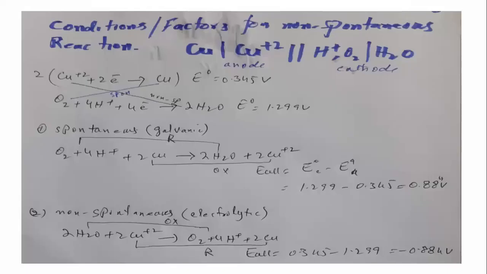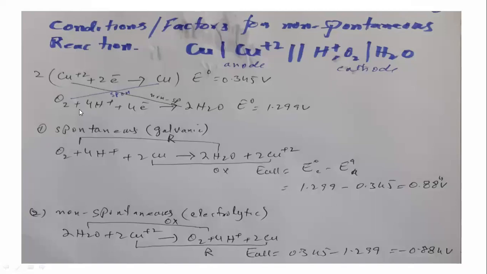So the first condition is again, I have manually written the two ways of the reactions. One is the spontaneous, another one is the non-spontaneous. And again, we have already discussed this in the previous class. So, briefly, copper ion is converted into copper metal having the potential 0.345, and this is the half cell for the water. Oxygen plus hydrogen with 4 electrons forming the water. It is having 1.299 volt. So again, there are the two ways. One is the spontaneous, and this one is the non-spontaneous.